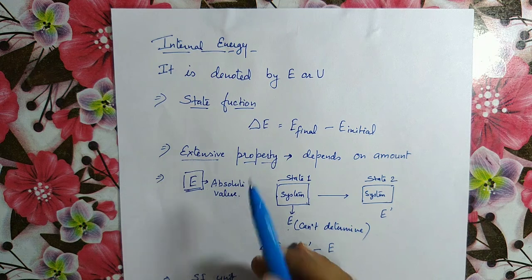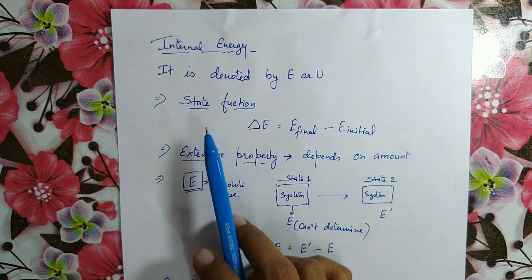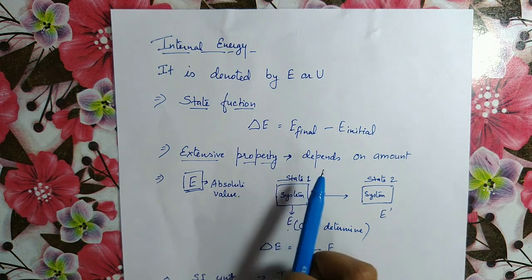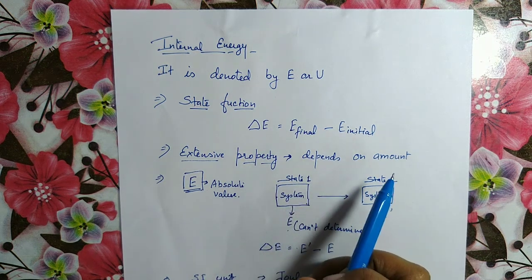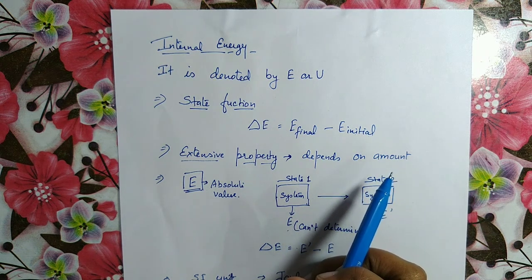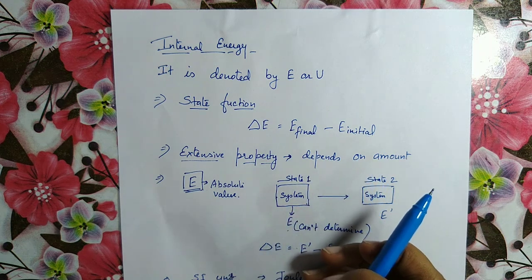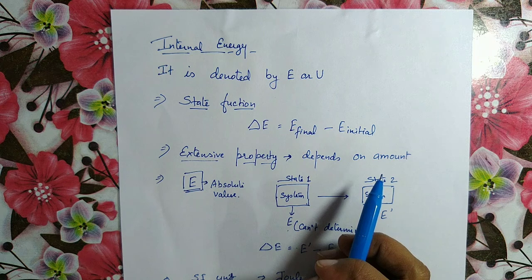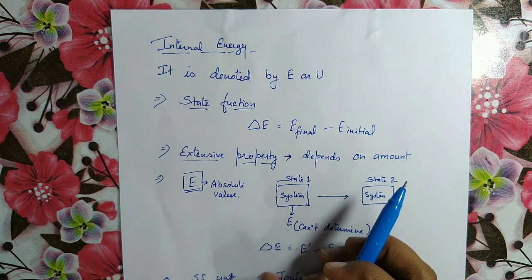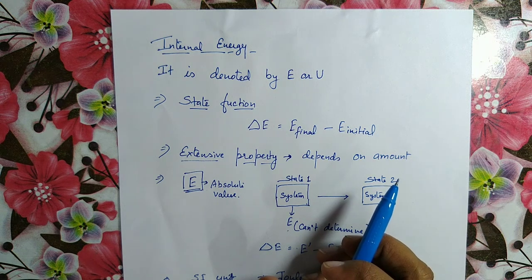These are some characteristics of internal energy. This internal energy is an extensive property. It means it depends upon the amount of substance, the amount of matter present in the system. If you change the amount of matter in any system, internal energy will change because it is the energy of atoms or molecules. If the number of molecules or atoms increases or decreases, then internal energy will increase or decrease, right?